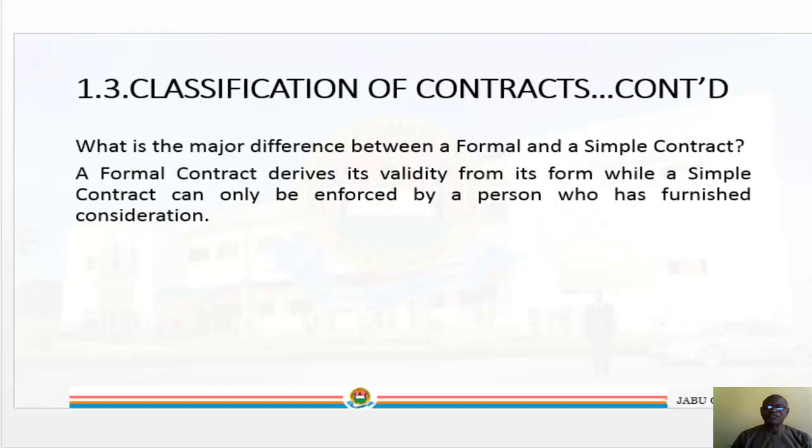What is the major difference between a formal and a simple contract? That's a question that can be posed. The answer is that a formal contract derives its validity from its form, while a simple contract can only be enforced by a person who has furnished consideration. Please note this.